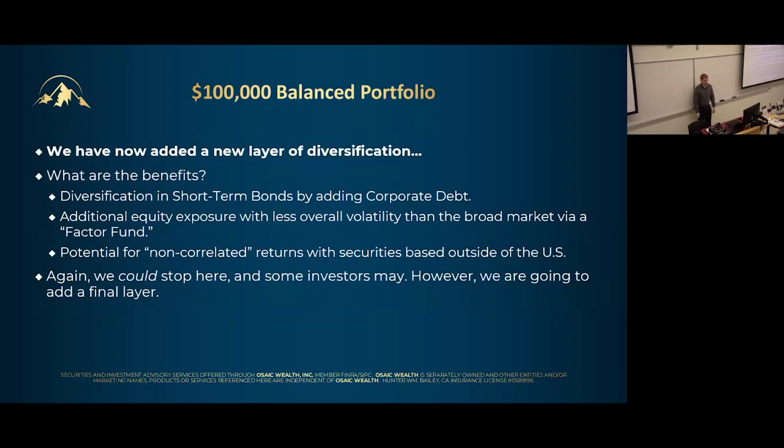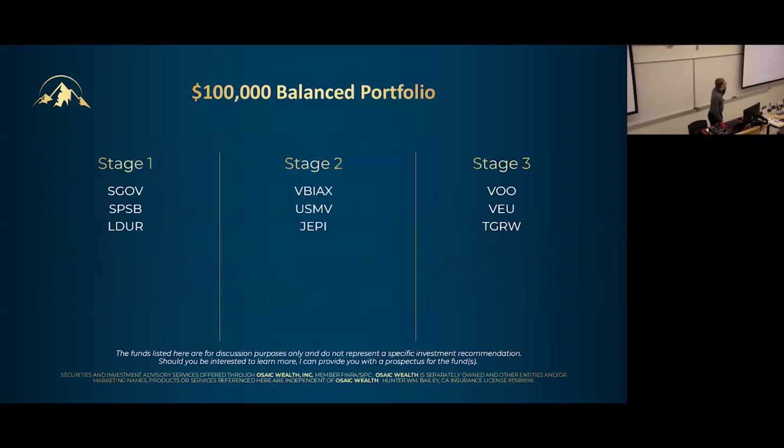Okay, so now we're going to move on to the very last layer. We're going to add the last layer of funds to our portfolio and kind of see where we land there. And this is where we get to add a little bit of fun stuff, a little bit of different stuff. We're willing to pay a little bit higher prices for different things. So these are our next three funds: LDUR, JEPI, and TGRW. So if you take your pictures.